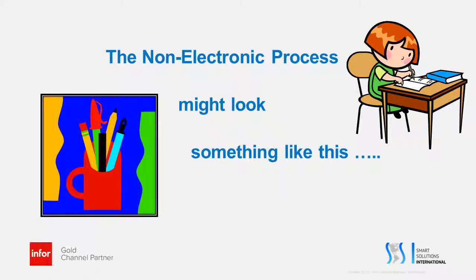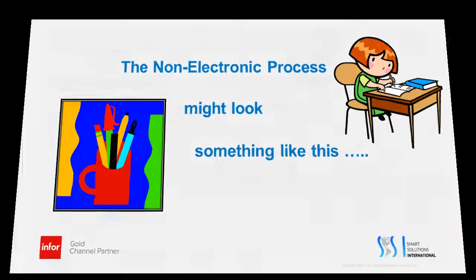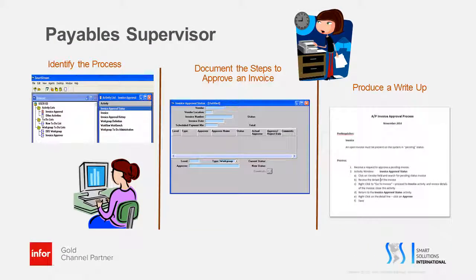The process to build the approval process might look something like this. First, the accounting supervisor would have to identify the system's functionality available to them. Then research the development of a documented process by reviewing screens and functions in association with their internal rules and regulations. Finally, the supervisor would create a document for the process identifying screens, security, and steps.